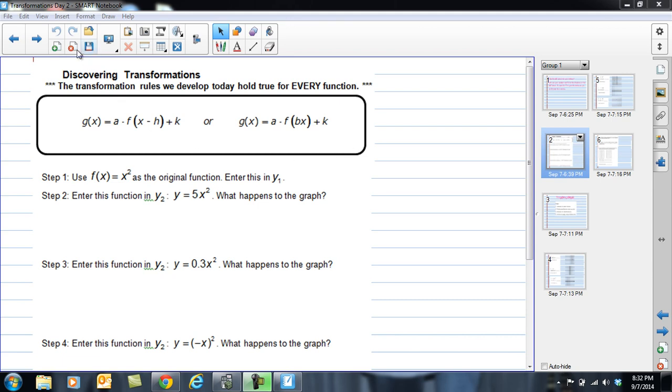And there are some definitions that hopefully you picked up in class. If not, come see me and make sure that you get those written down, because you need the definition of stretch and compression. They're kind of important. So we're going to start, just like yesterday, using x squared as our original function, and we're going to compare everything to that. But the rules we're about to develop are true no matter what kind of function you're dealing with. We're just going to deal with the quadratic because it's the easiest to see what's going on.